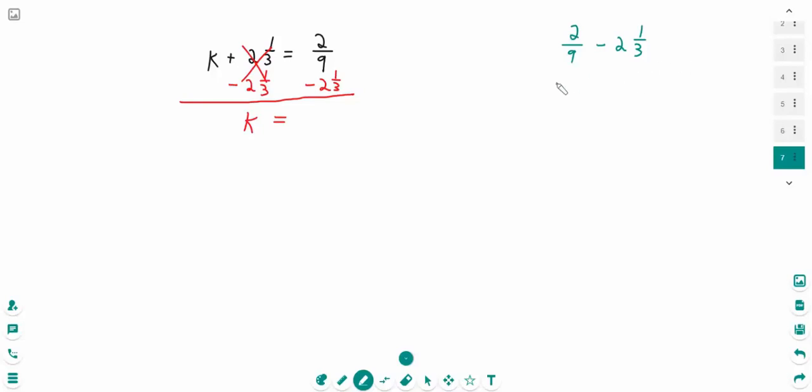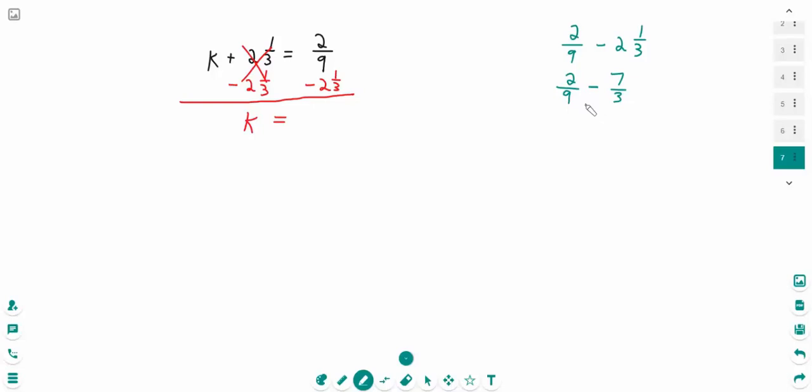To solve this, you may recall the easiest way to do it is to take your 2/9 minus, take this 2 1/3 and turn it into an improper fraction. Right now it's a mixed number. Let's turn it into an improper fraction. And you remember how to do that, hopefully. 2 times 3 is 6, plus 1 is 7. So we end up with 7/3, right?